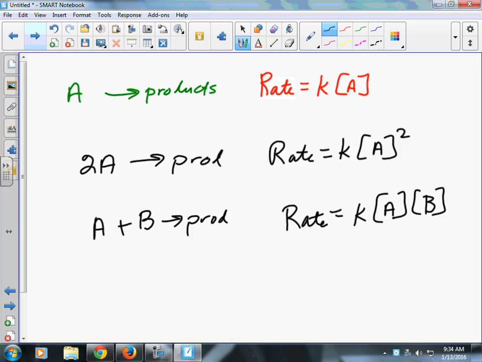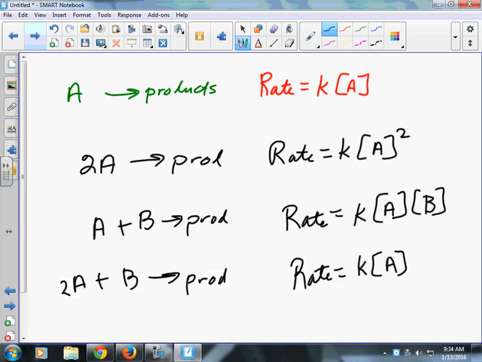And then what if you had... that predicted rate law would be rate equals K A squared, and then you would check that against the experimentally determined rate law. Okay, some new terms, some new vocabulary.